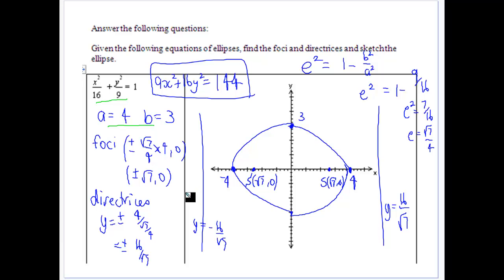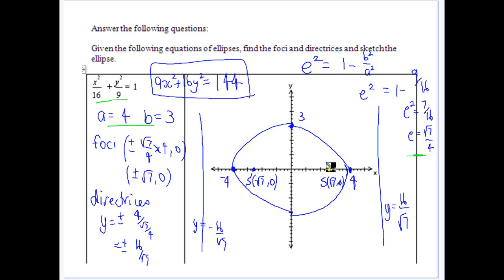The foci. What's our formula for our foci? Plus or minus a times e, 0. And so firstly, to do that, I need to work out e. So what's e? e squared is equal to 1 minus b squared on a squared. Again, I've got b and a, so I can throw those values in. I get the square root of 7 on 4. So there's my value of my eccentricity.